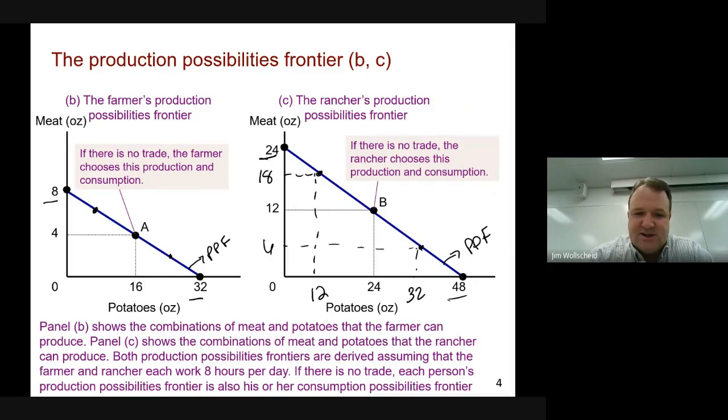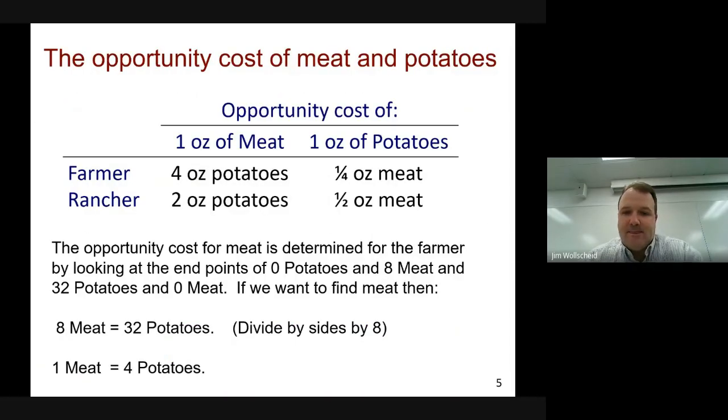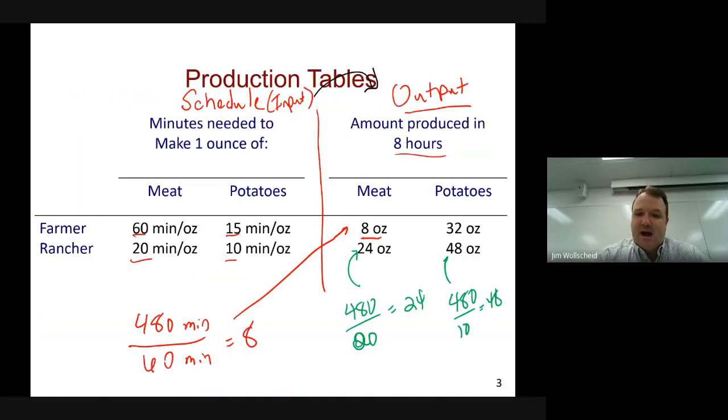Could have picked 6 and 32. How do I come up with those numbers? I come up with those numbers very simple. I just use these output tables.